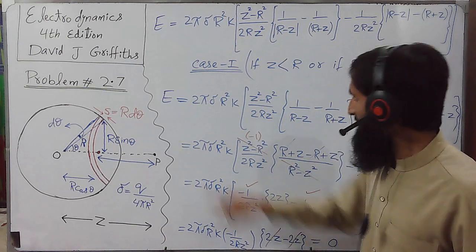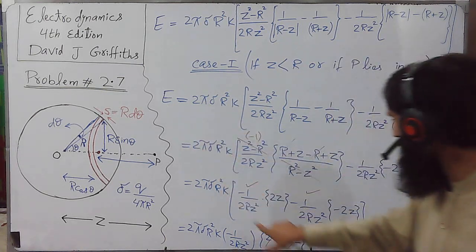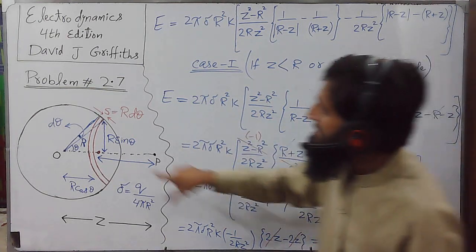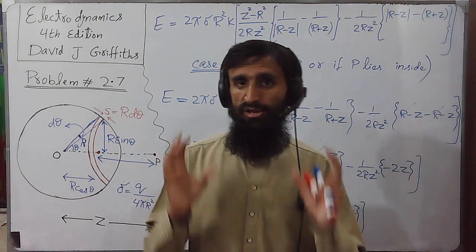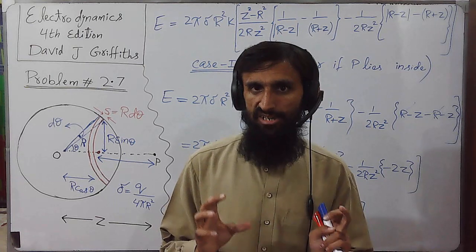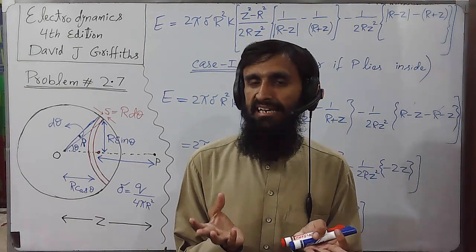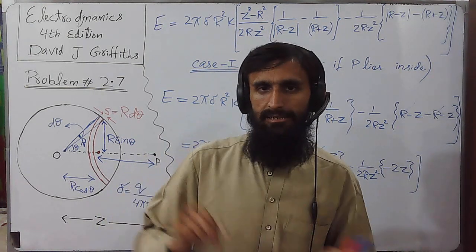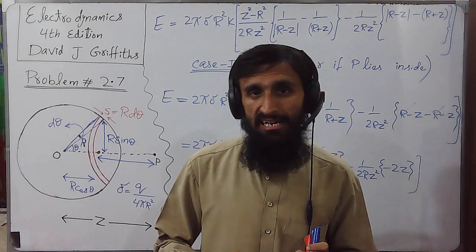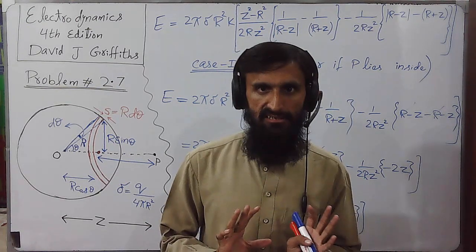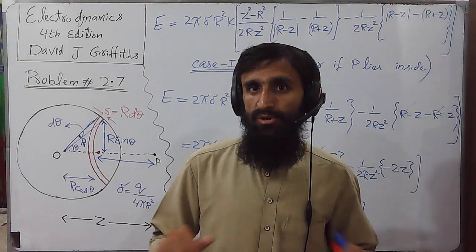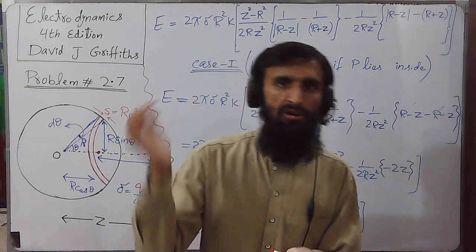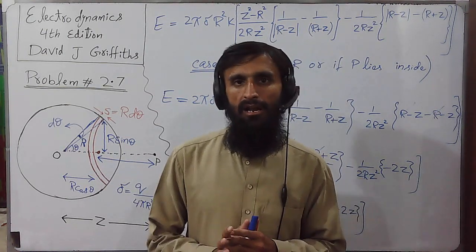So the net electric field is 0 inside the shell. A uniformly charged spherical shell does not produce any electric field inside it. It does not produce electric field at any point inside it. Electric field inside it will be 0 for all the points inside the shell.